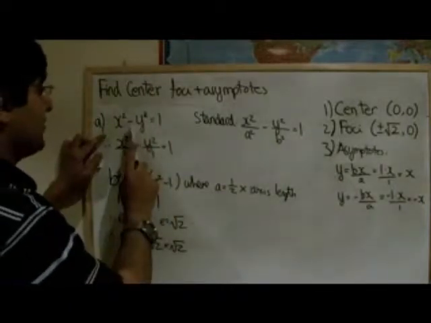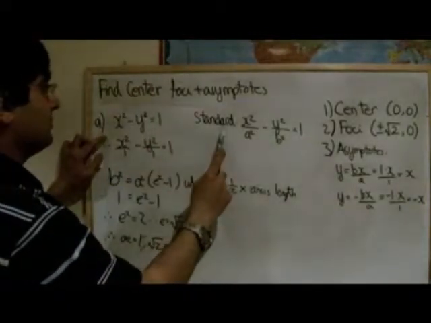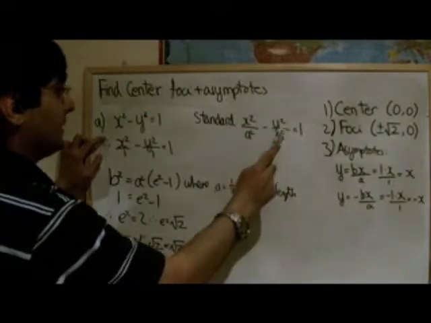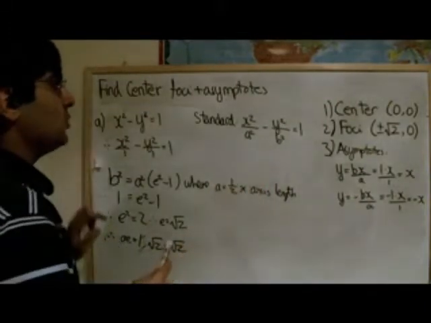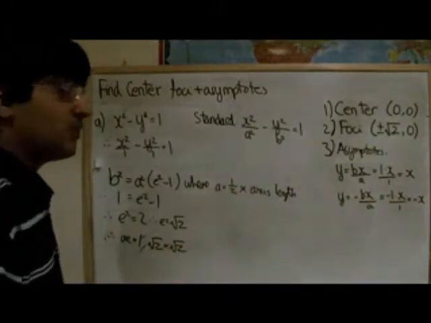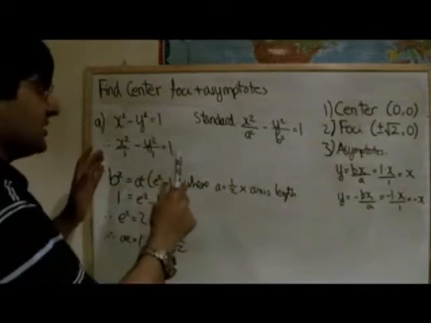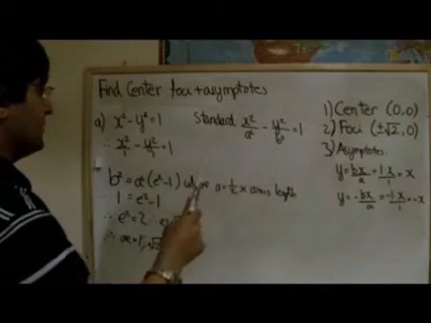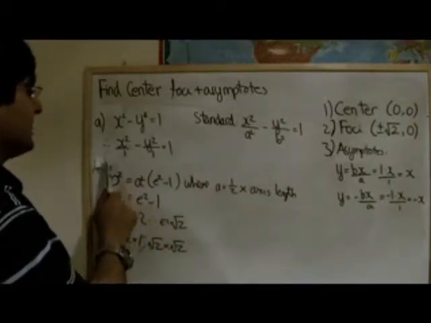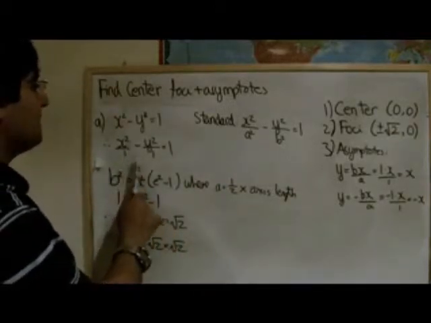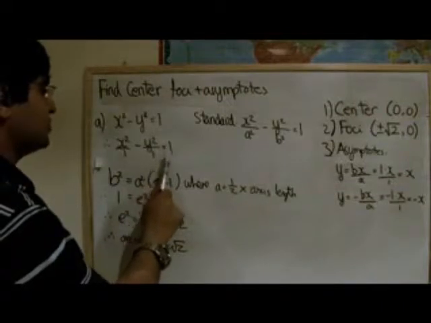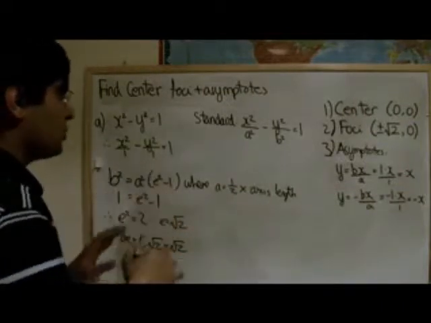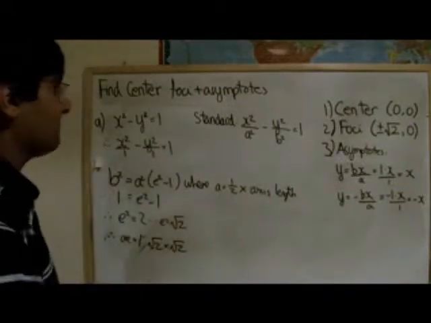We will first compare this with the standard equation of the hyperbola, x squared over a squared minus y squared over b squared is equal to 1. We're in luck in this problem because it's been given to us in quite a nice form. All we have to do to make it resemble the standard form even more is rewrite it as x squared over 1 minus y squared over 1 is equal to 1. So now we have this equation in standard form.